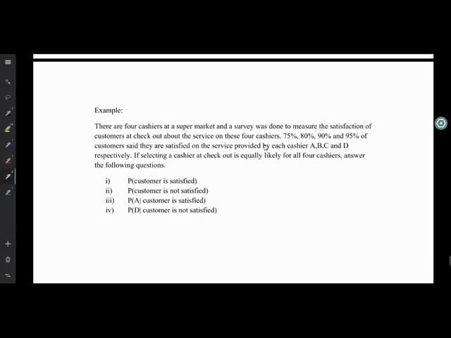So that means 75% is the probability that the customer said the service is good, knowing that it is for the first cashier. 80% is that the customer is satisfied given that he got the service from cashier B. So these 4 are conditional probabilities. It is given that selecting a cashier at checkout is equally likely for all 4 cashiers. You have to answer the given probabilities.